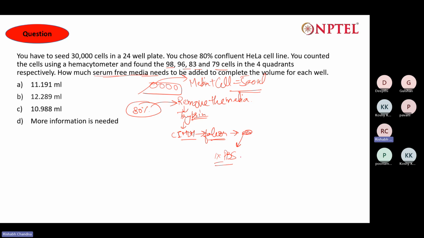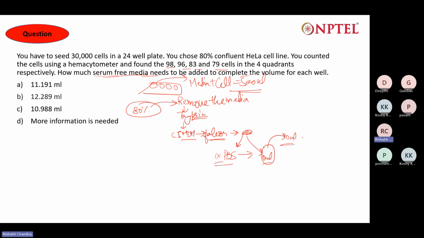Now we can make dilutions or we do not make dilutions. Generally, as a person, I do not make any dilutions. I dissolve the cells in PBS, and from that volume, suppose that is 10 ml, I take 10 microliter and then I measure the number of cells in the hemocytometer.